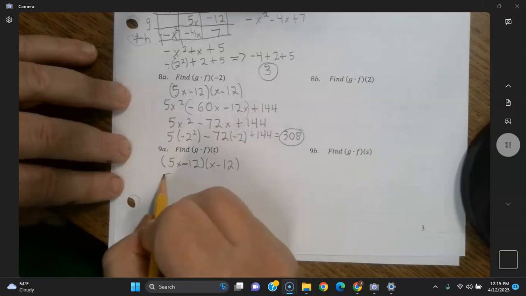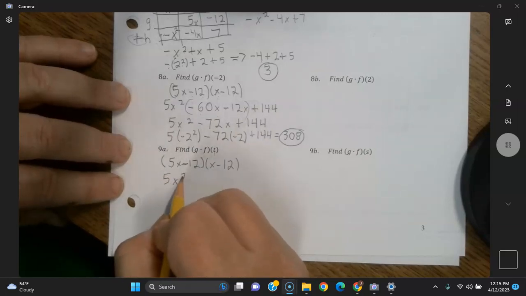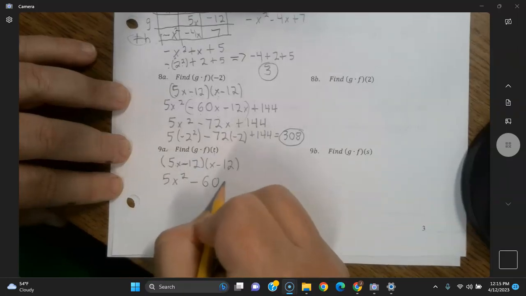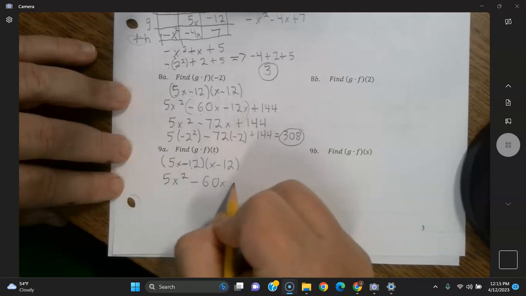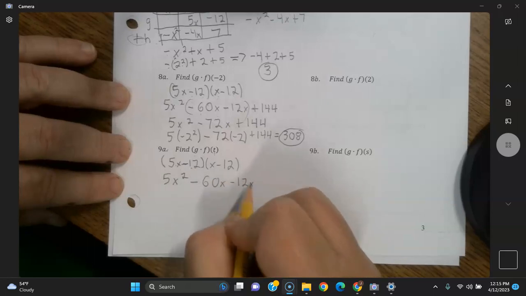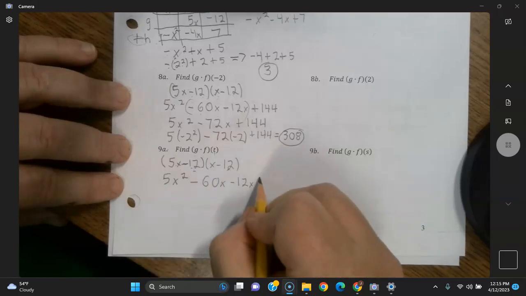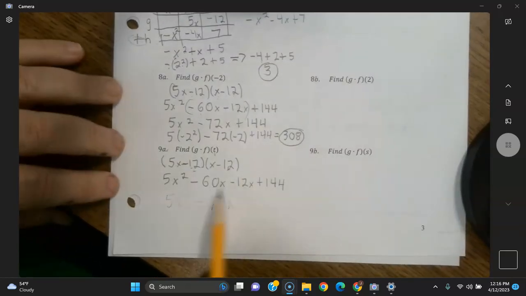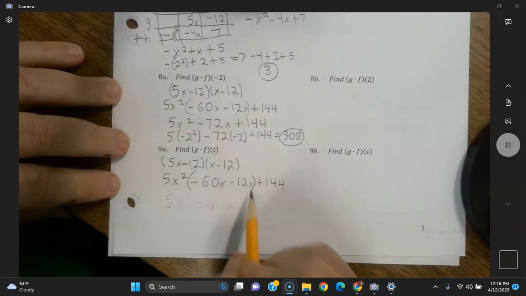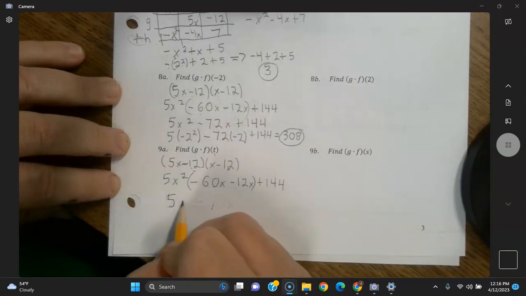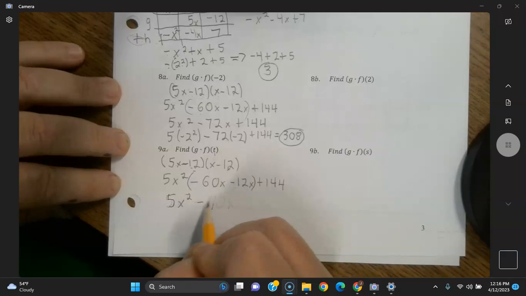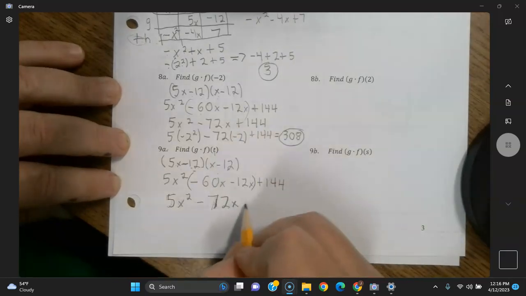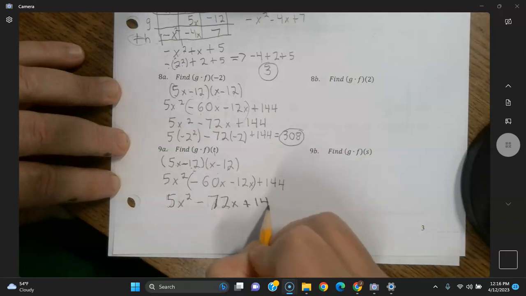5x times x is 5x squared. 5x times negative 12 is negative 60x. Negative 12 times x is negative 12x. Negative 12 times negative 12 is plus 144. And now the next step is to combine these two central terms here. So it's 5x squared minus 72x, same thing we got above, plus 144.